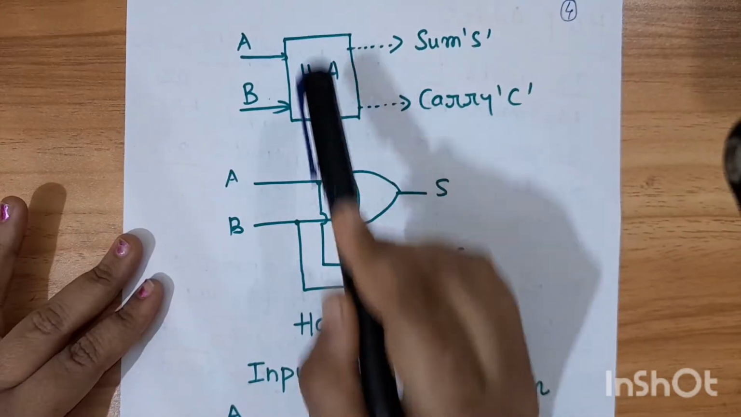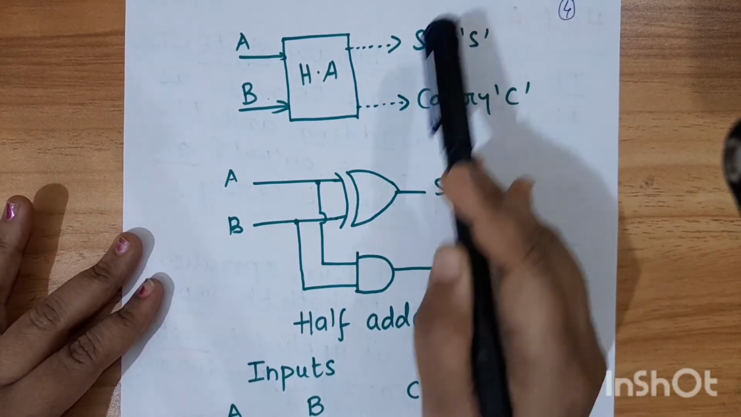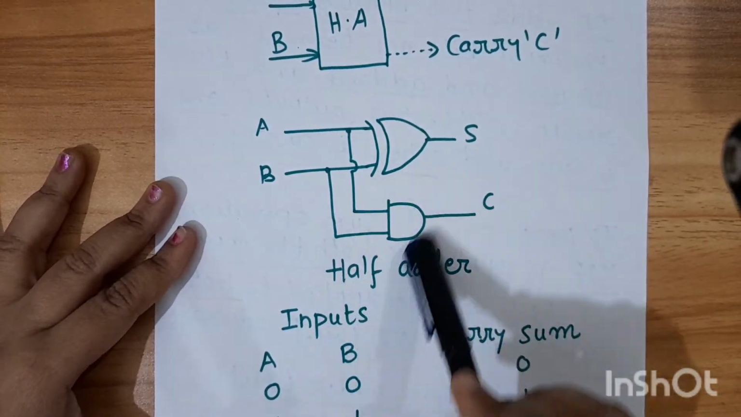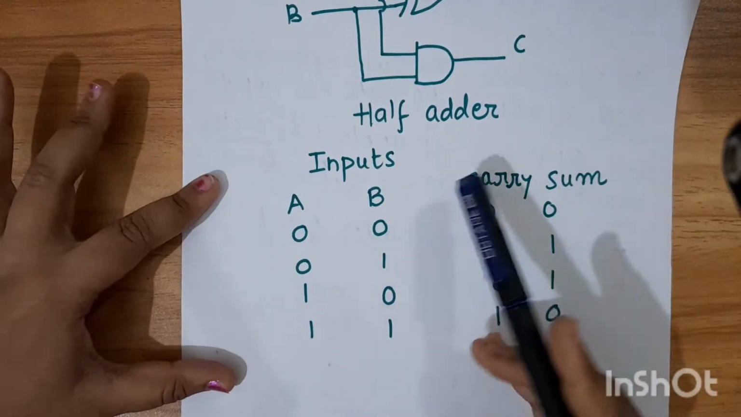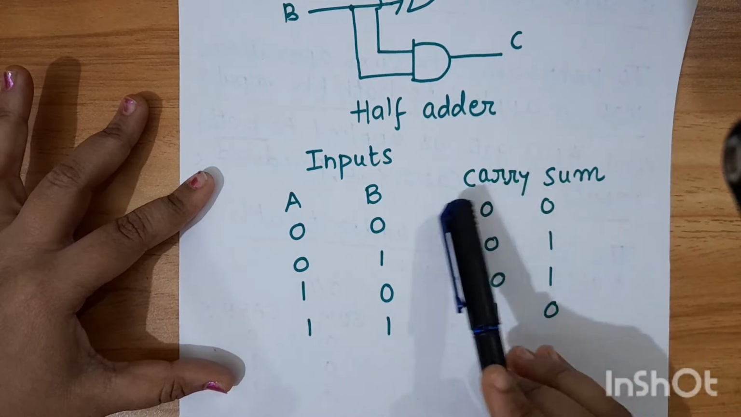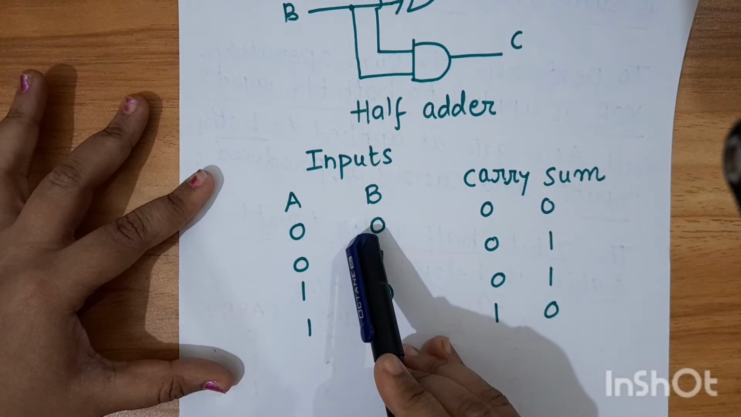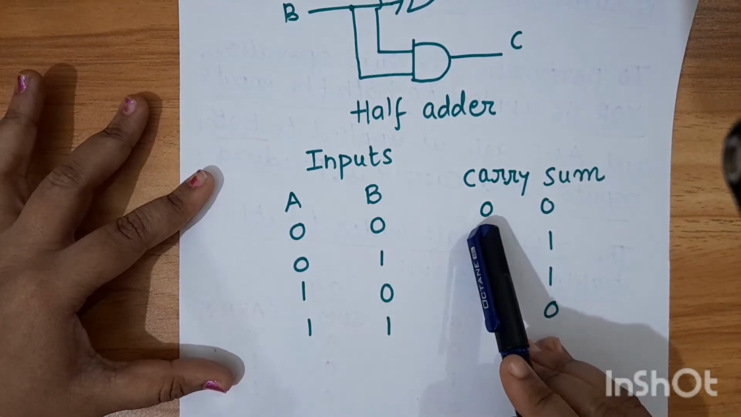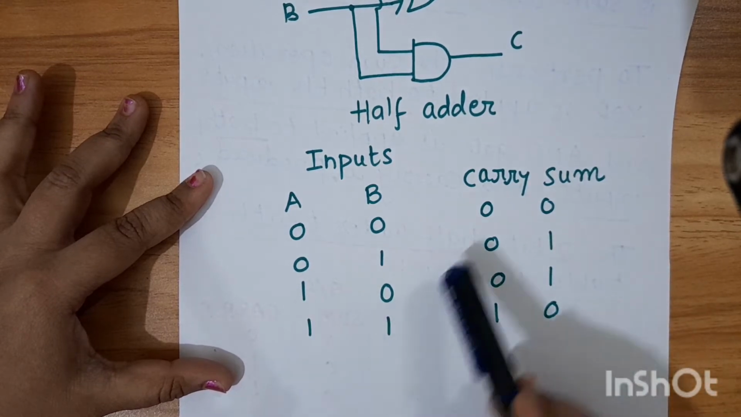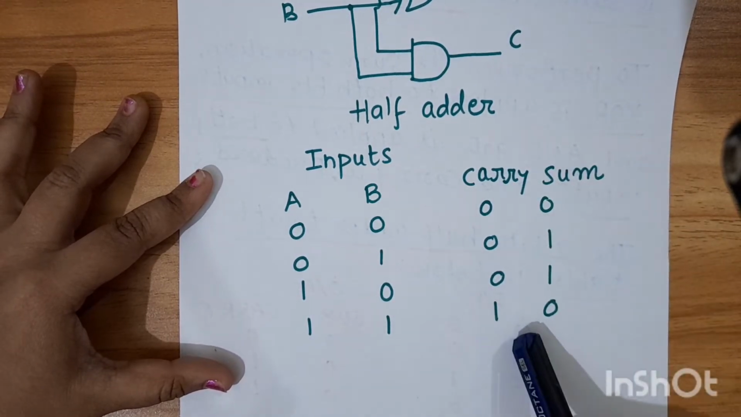So here is the circuit of the half adder, two inputs A and B, both single bit inputs. We will get the output sum and carry. Here is the XOR gate and here is the AND gate. And here is the truth table. You see in the truth table we have the inputs on one side and the outputs on the other side. Outputs are carry and sum. Inputs 0, 0 will give carry as 0, sum as 0. 0, 1 will give carry as 0, sum as 1. 1, 0 will give carry as 0 and sum as 1. 1, 1 will give carry as 1 and sum as 0.